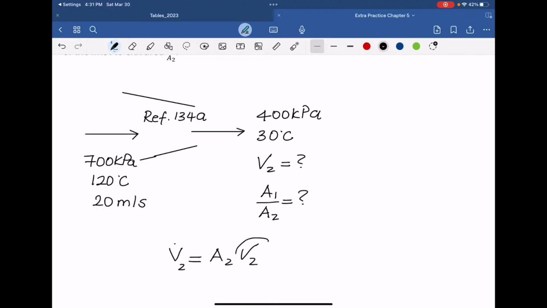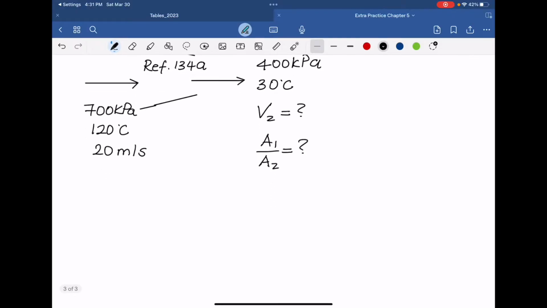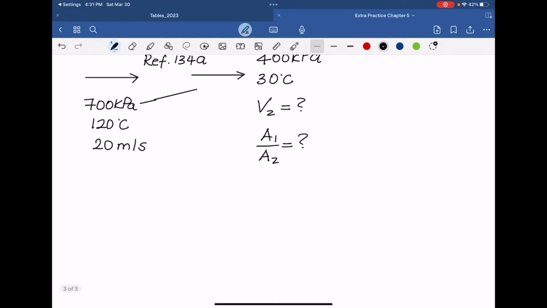Now, if we want to find the velocity, we need information about the area and then the volumetric flow rate if we are going to use this equation. Therefore, this equation will not work. Another way to find the velocity is the energy balance equation, because in the energy balance equation, we also have the kinetic energy term.